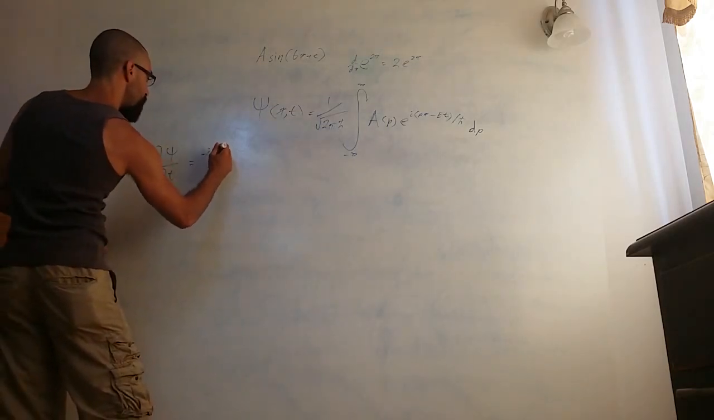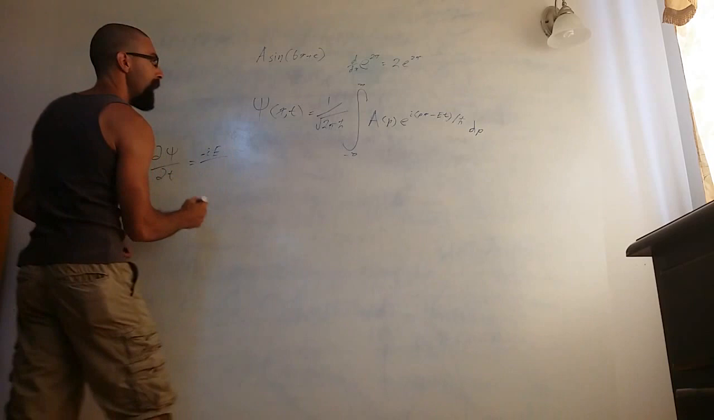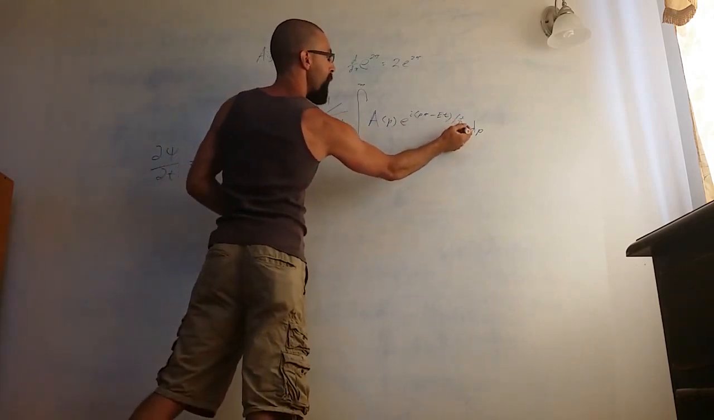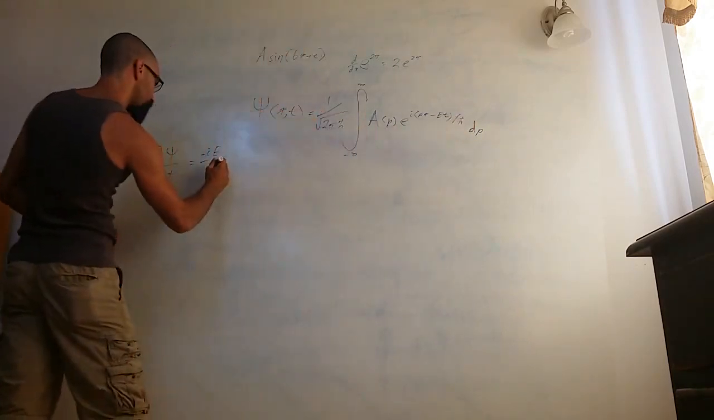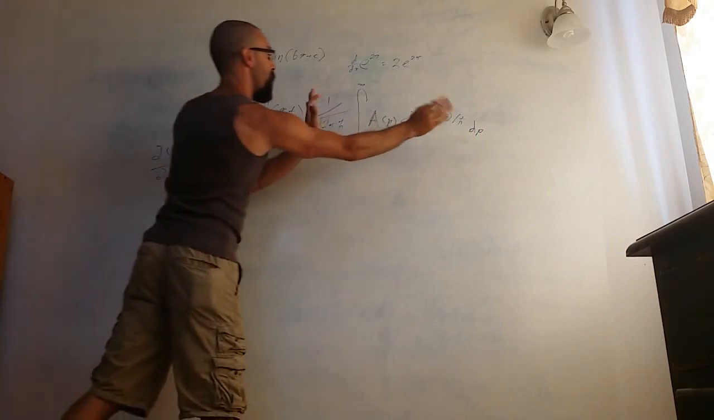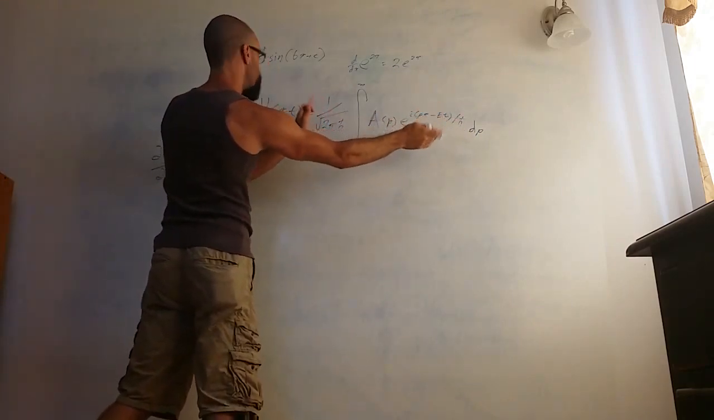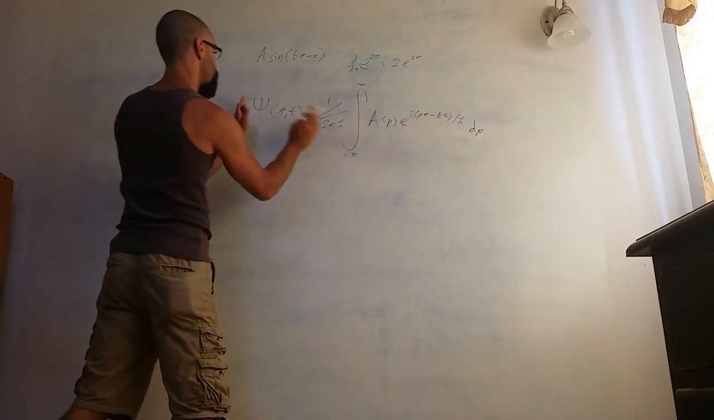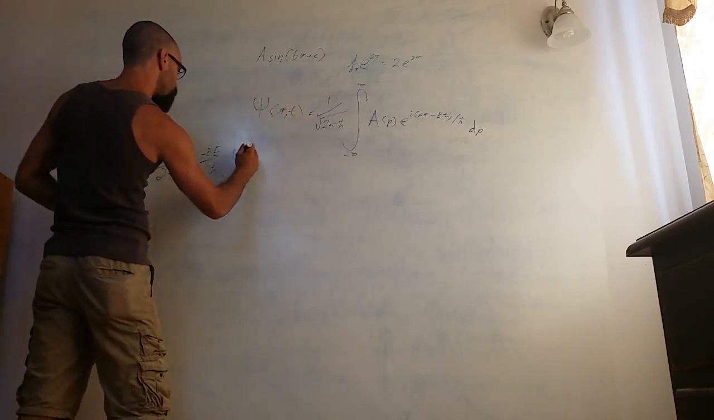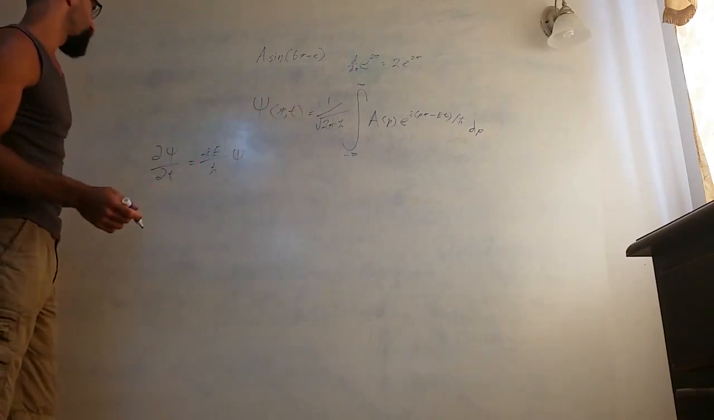I'm going to have negative i over e, and in the denominator, we're going to have a factor of h bar. So let's pull that out. And then this whole thing is still going to be the same. It's going to be multiplied by the exact same thing, the wave function. So this is all multiplied by phi.